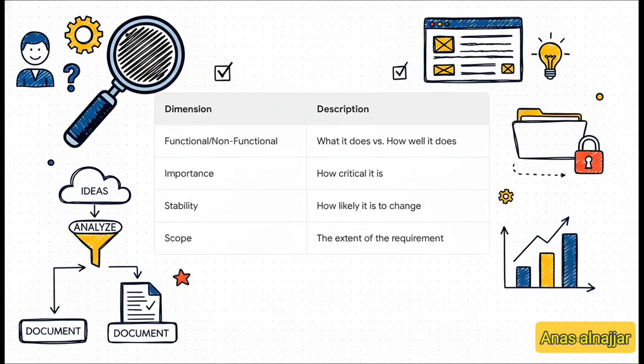We have to ask, is this a functional requirement, something the system must do, like send an email? Or is it non-functional, a quality the system must have, like being fast or secure? How important is it? Is it likely to change? Sorting them like this helps us make smart decisions about what to build first.